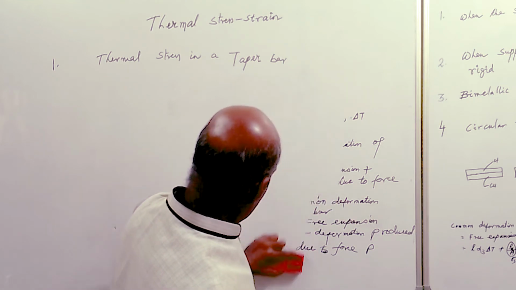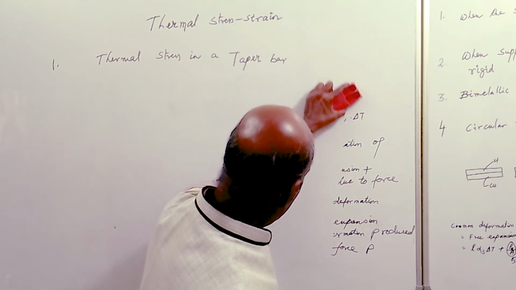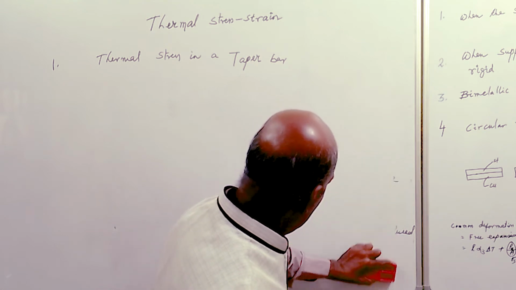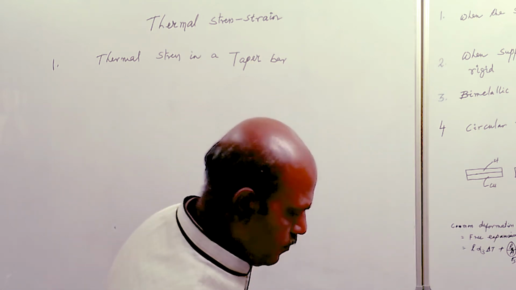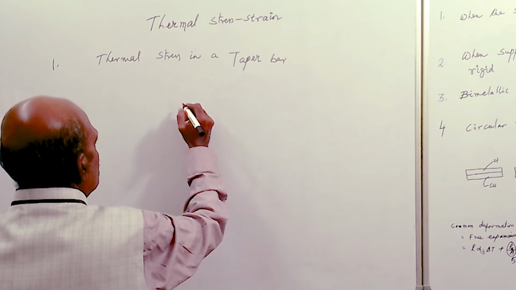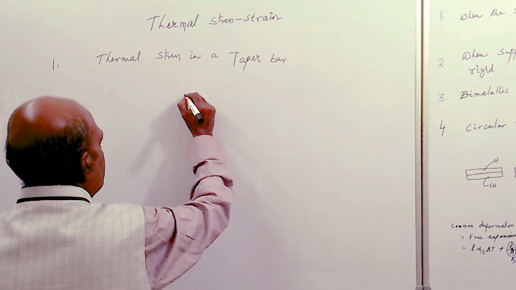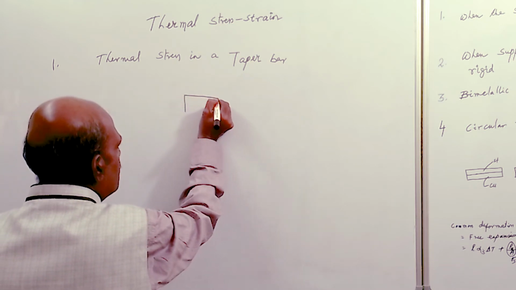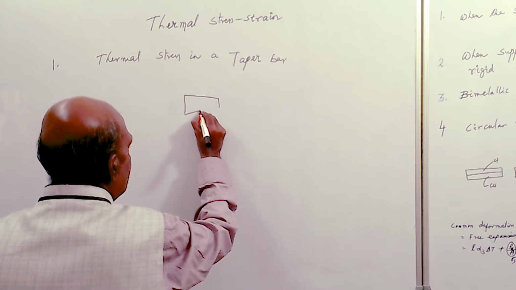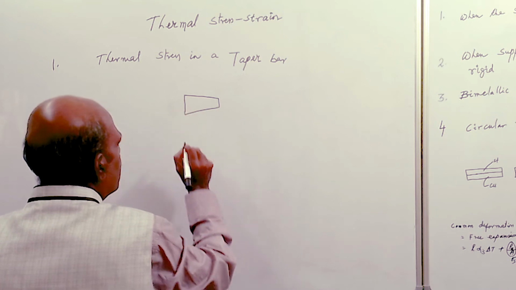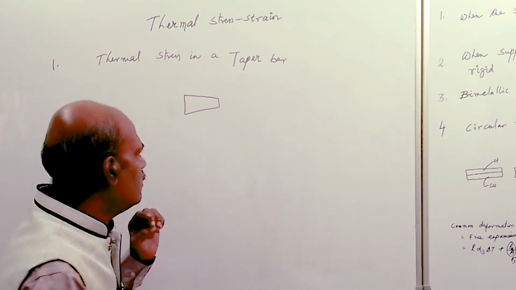So earlier we have studied the deformation of a taper bar. So we know what is a taper. If we see a taper bar, it looks like this: a gradually increasing or decreasing bar is called a taper bar.